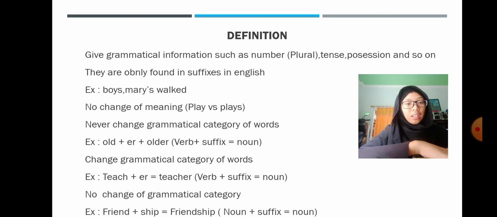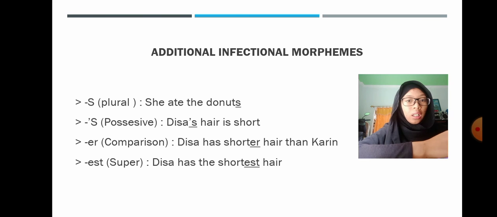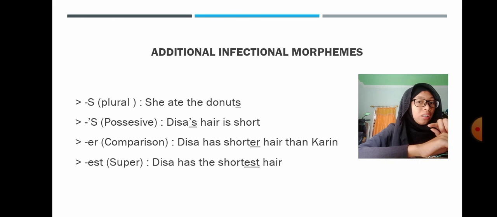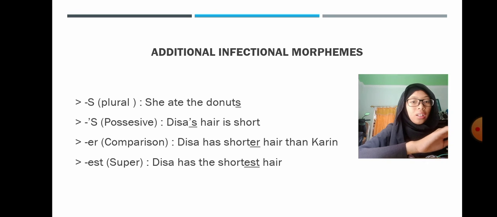Okay, the category of words for the last is still noun. The difference is only in meaning. Okay, this is for additional inflectional morphemes. If you add s for the plural, for example, she ate the donuts.